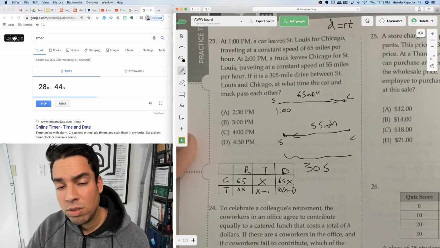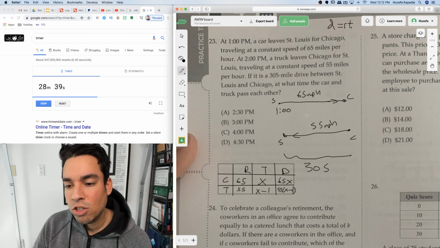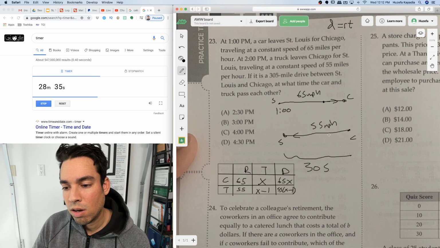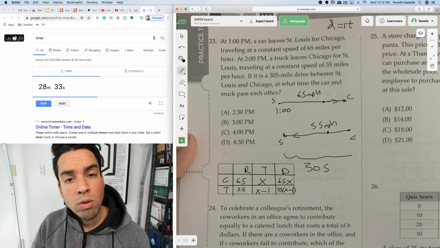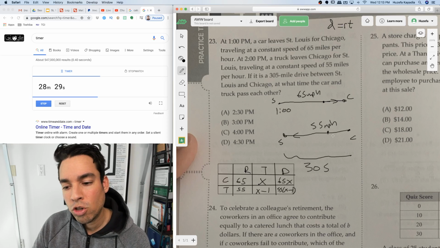How do we relate these two distances? Well, what time will they pass each other? Meaning, really, what time will they meet, right? When this guy will be maybe here and this guy will be like here, something like that. So how do we represent that in an equation? They haven't traveled equal distances at this point, by the way. The car obviously traveled more.